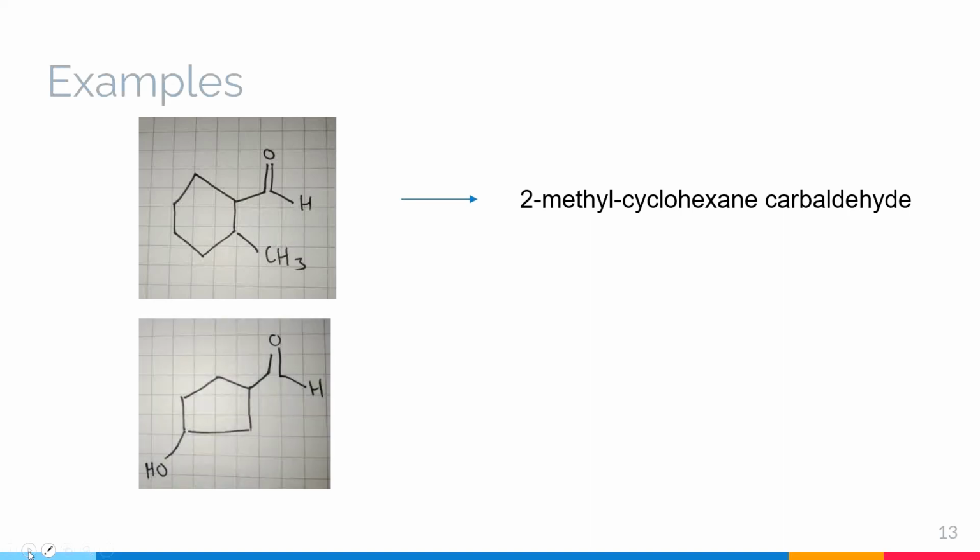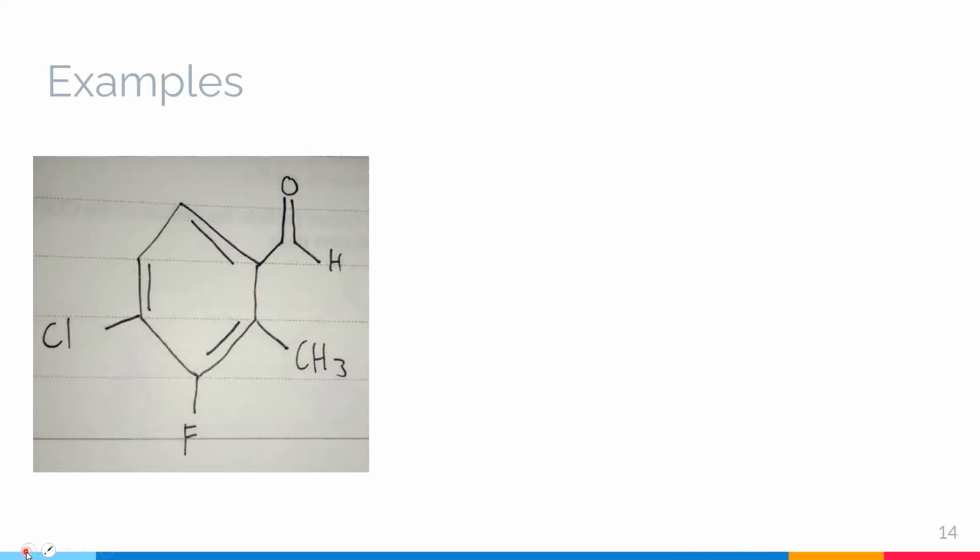Next, how about this one? It's a cyclopentane carbaldehyde with a substituent OH in the 1, 2, 3. So we'd call that 3-hydroxycyclopentane carbaldehyde because the alcohol group is on the 3rd carbon, counting starting from here.